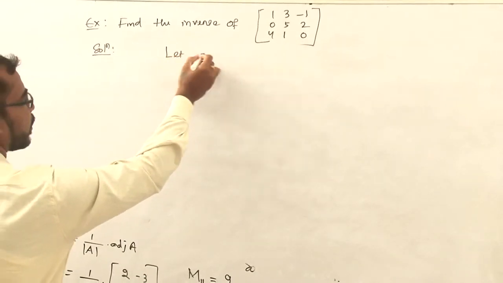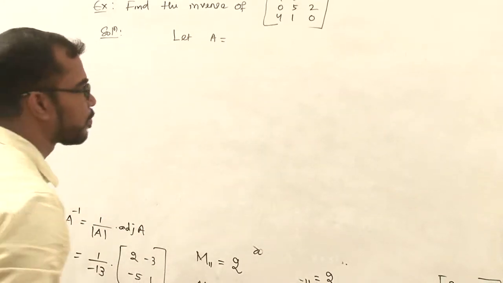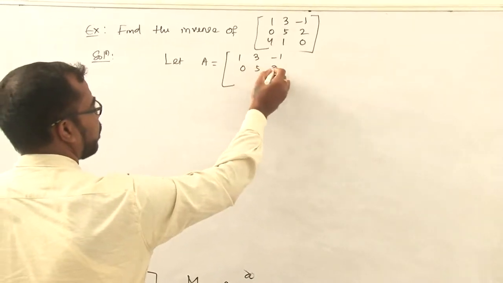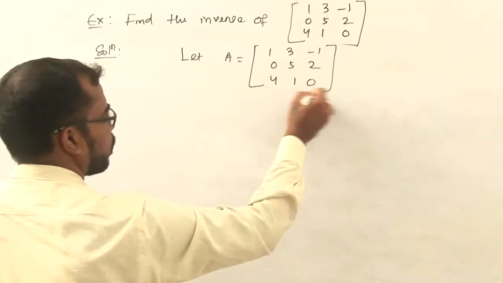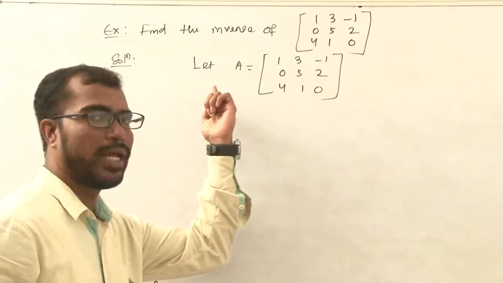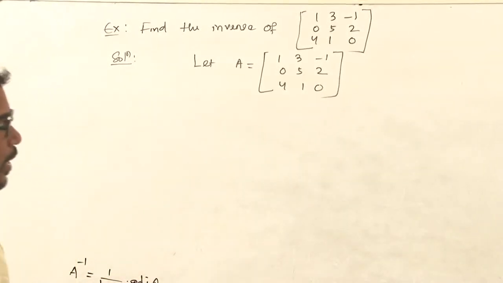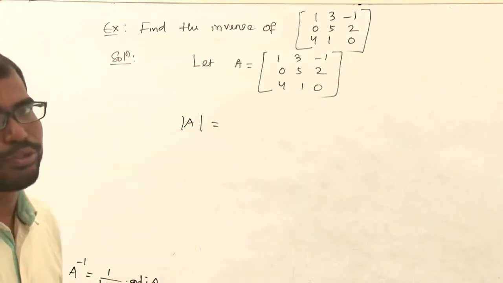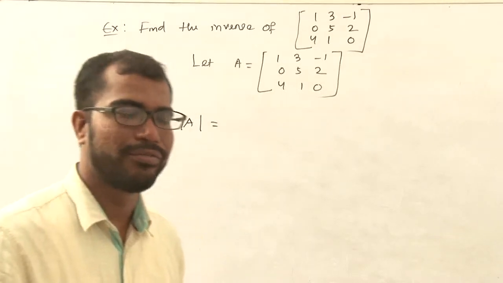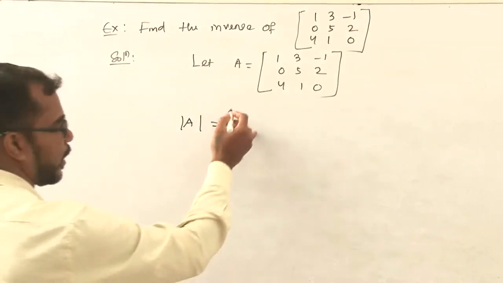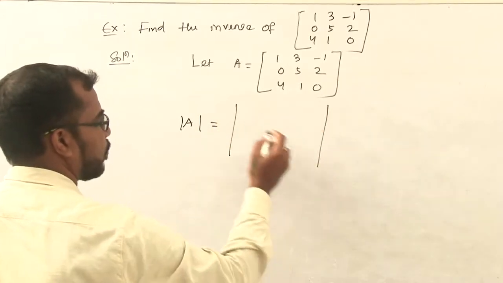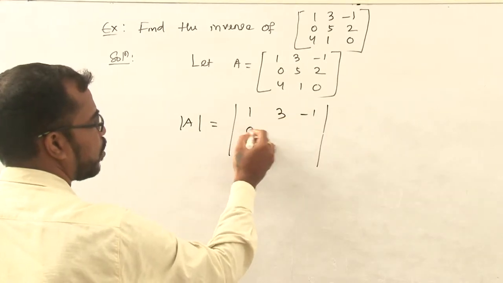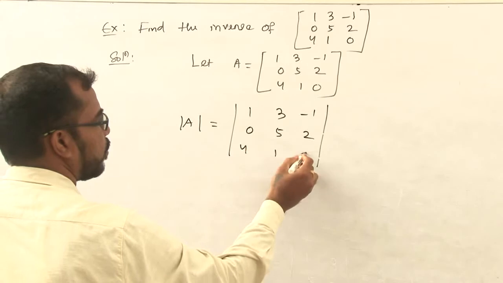First, let A be equal to the matrix 1 3 minus 1, 0 5 2, 4 1 0. So first we let A be equal to this matrix. Okay, so first we have to find the determinant of A. If the determinant of A is 0, then the inverse cannot be defined, or we cannot solve this matrix. So first we have to evaluate this determinant: 1 3 minus 1, 0 5 2, 4 1 0.